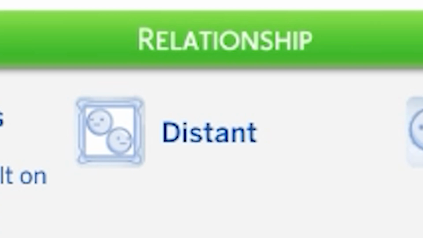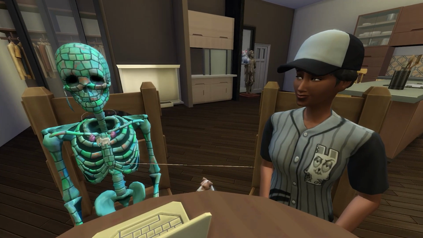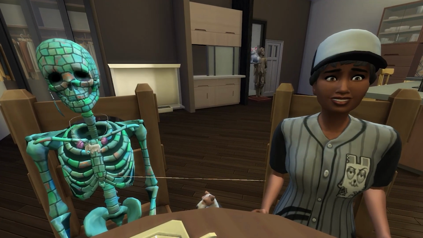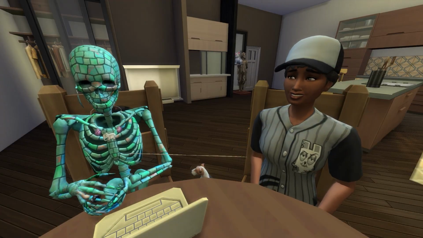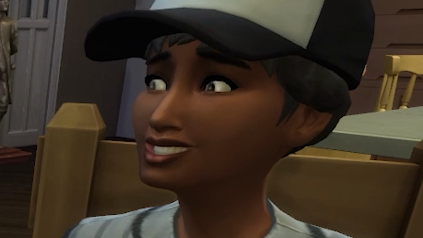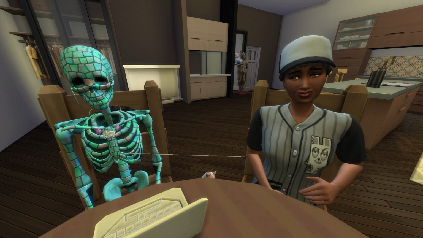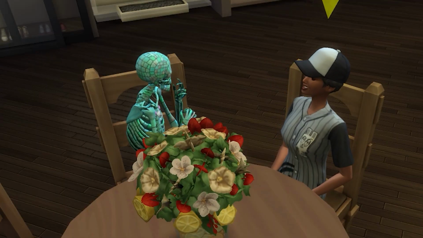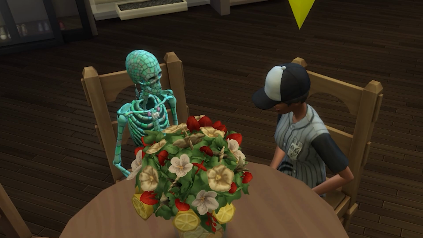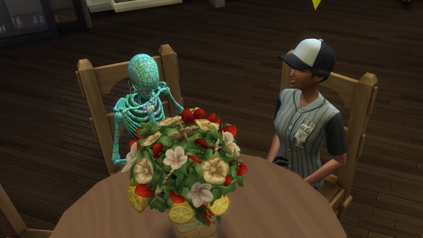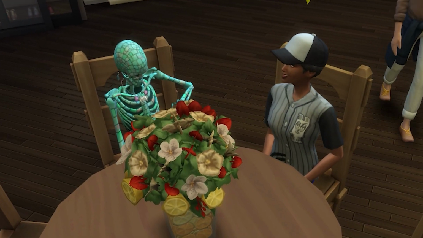Distant is the next one. If a relationship is set to distant, they won't interact with one another that much. This means fewer spontaneous interactions overall. I'm not saying that their interactions are negative, but I'm not saying that they aren't. Either way, they can easily result in a low relationship level, particularly in friendship.